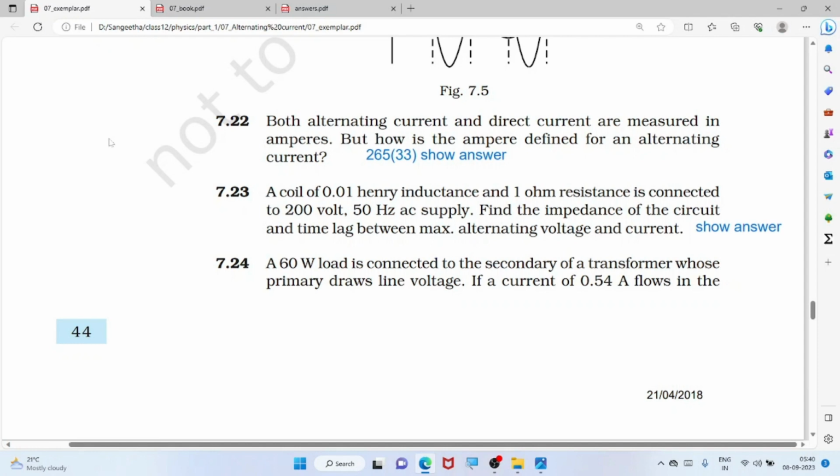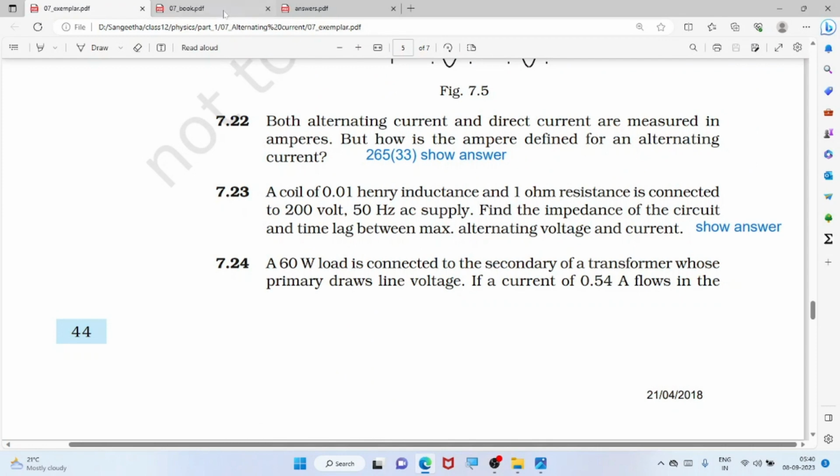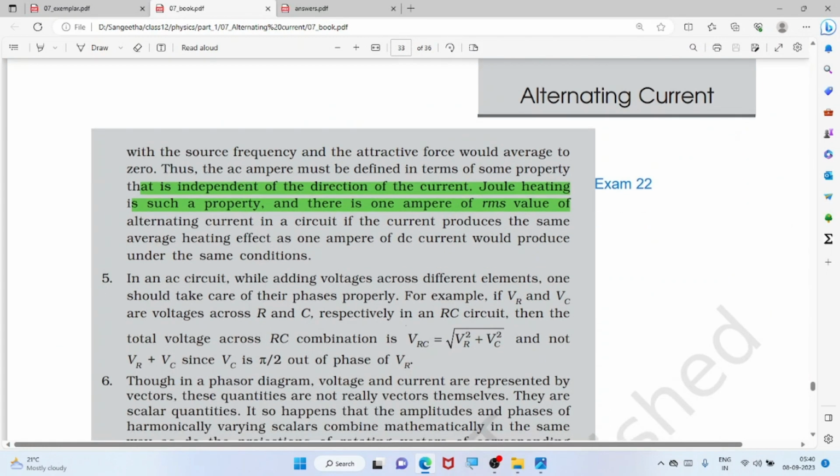Both alternating current and direct current are measured in amperes. So how is the ampere defined for alternating current? AC current changes direction with the source frequency, and the attractive force would average to 0. Thus the AC ampere could be defined in terms of a property that is independent of the distribution of the current. Joule heating effect is such a property, and hence it is used to define the RMS value of the AC.